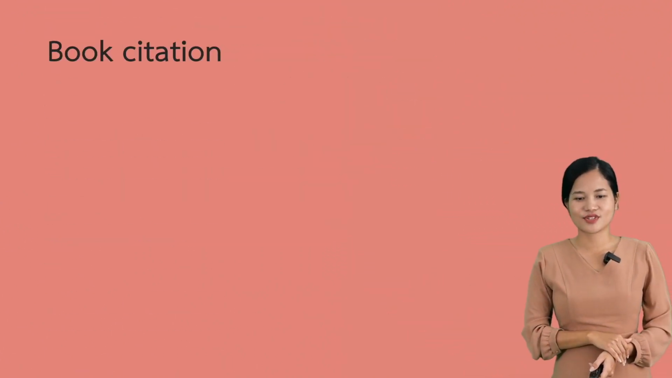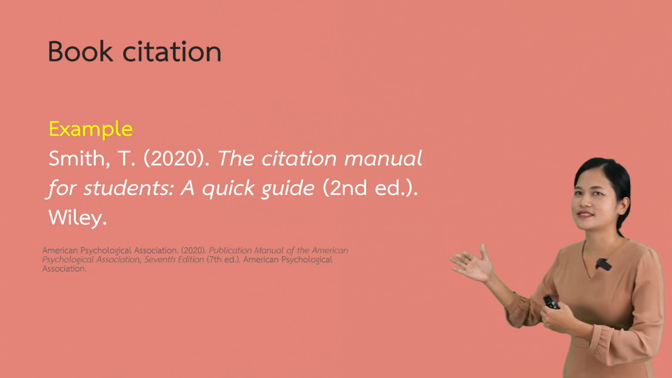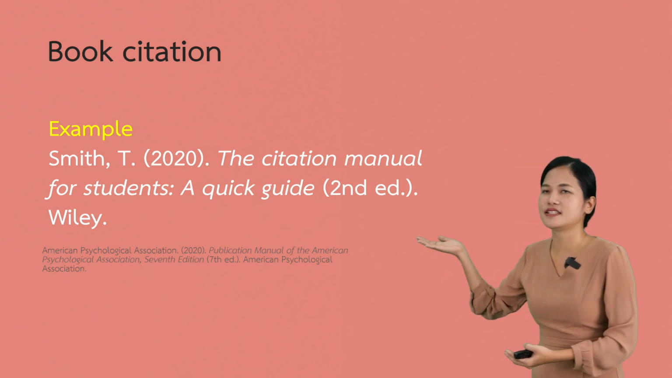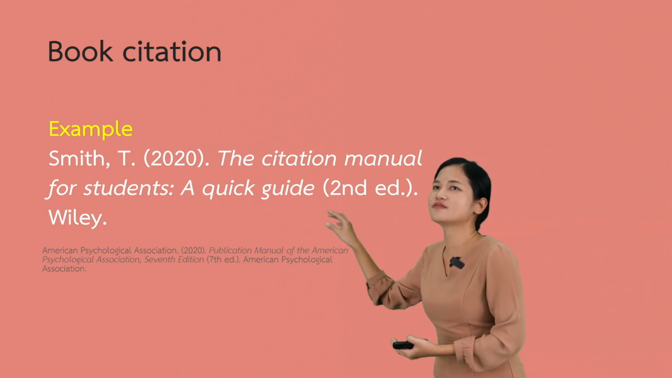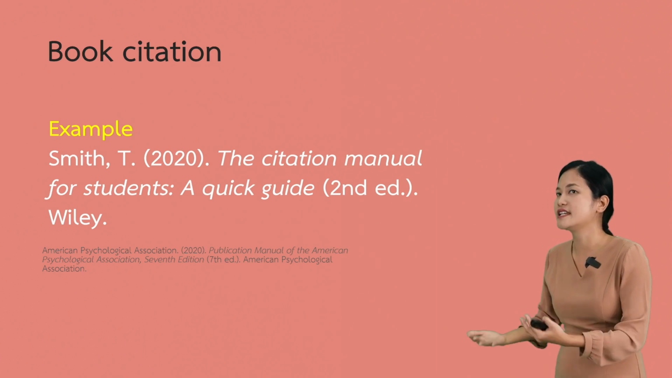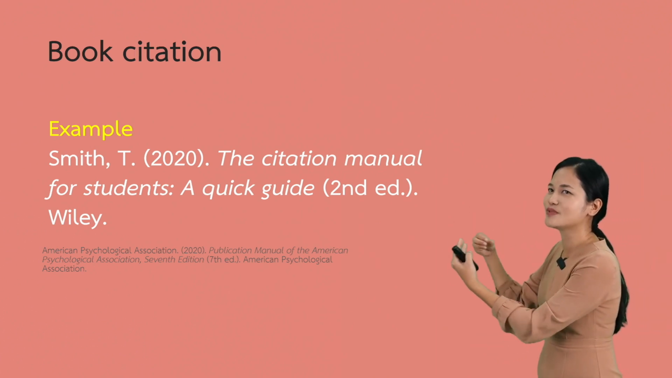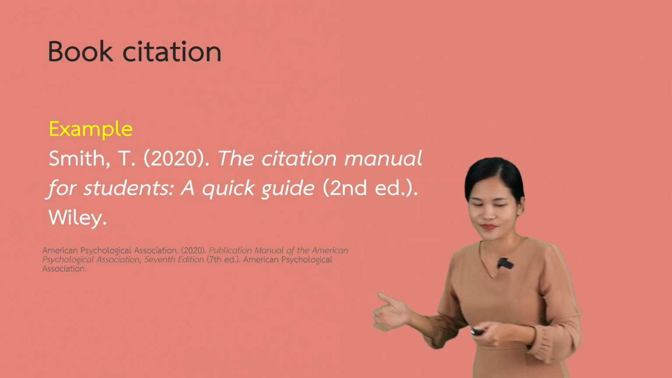And next, this is the example. For example, you can say Smith, which is the last name, and then T, initial name, and then the year, and then The Citation Manual for Students: A Quick Guide. This is the title of the book, and then edition, and then publisher, Wiley.